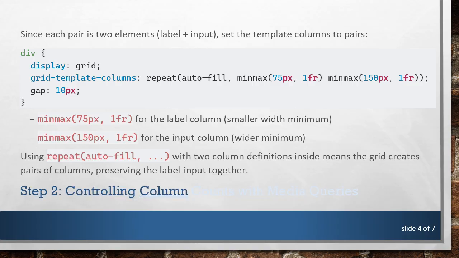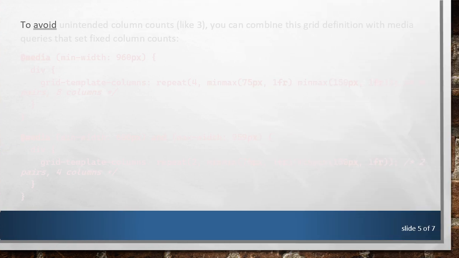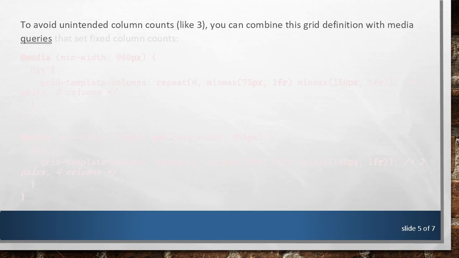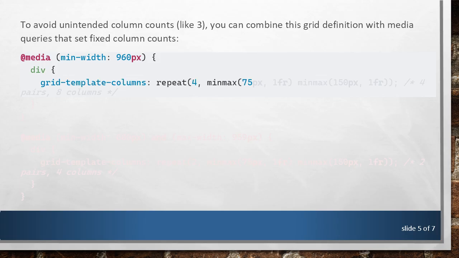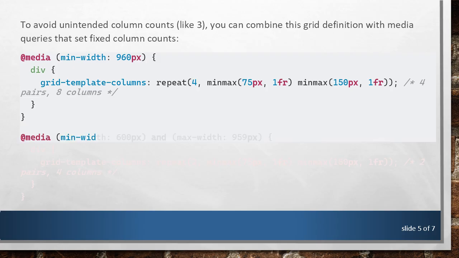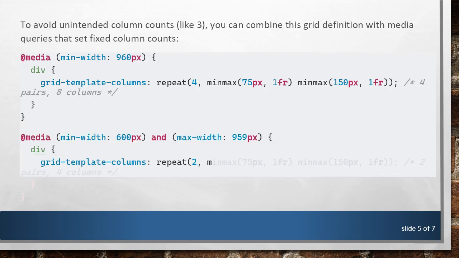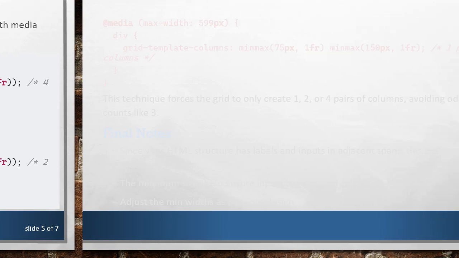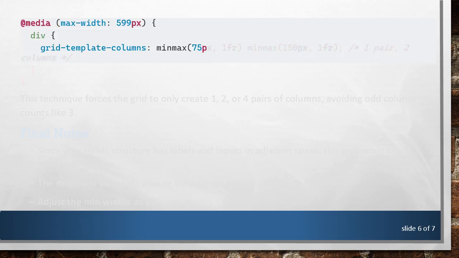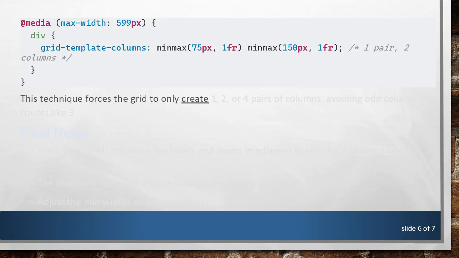Step 2. Controlling column counts with media queries. To avoid unintended column counts, like 3, you can combine this grid definition with media queries that set fixed column counts. This technique forces the grid to only create 1, 2, or 4 pairs of columns, avoiding odd column counts like 3.